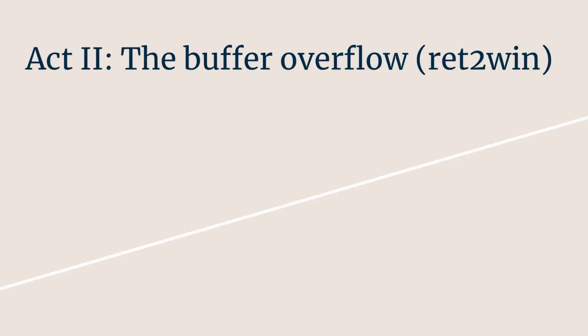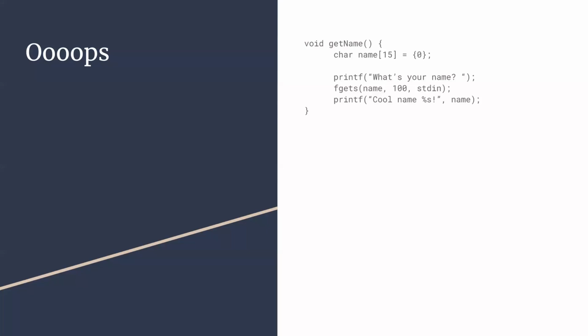Now that we've gotten most of the prerequisite knowledge out of the way, we're going to go over our first easy exploit, which is a buffer overflow. Specifically, it's going to be a return to win style exploit. Now, let's look at this C code.